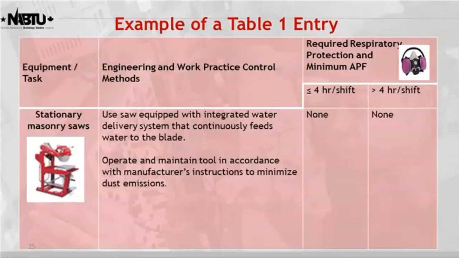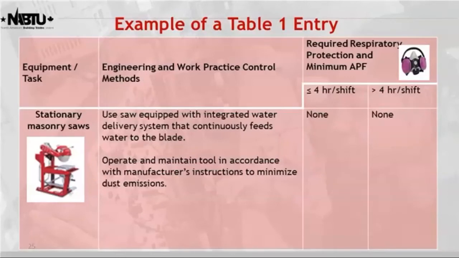So here's an example of the stationary saw. This is what I wanted to first go to, but it's equipped with, again, if you see all these stationary saws, whether they're brick or tile, they all have integrated water delivery systems. So basically, there's a tray there, and you fill the tray up with water, and inside that tray, below the water, you'll have a pump. Some saws require that you turn the pump on and the saw. In other cases, as soon as you turn the saw on, the pump automatically engages. So it all depends on the model. But importantly, you have to operate and maintain that tool in accordance with the manufacturer's instructions.